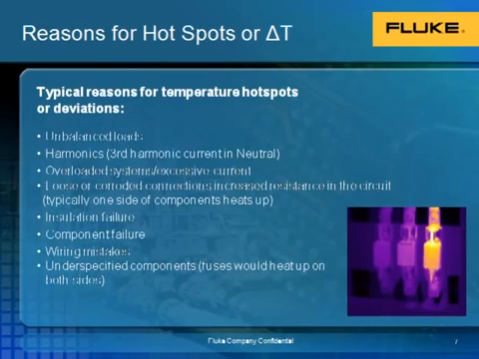Here we see some typical reasons for temperature hotspots or deviations. This includes unbalanced loads, harmonics, an overloaded system or excessive current, oftentimes loose or corroded connections which increase the resistance in the circuit, insulation failure, component failure, in many cases it's as simple as wiring mistakes, and also underspecified components.